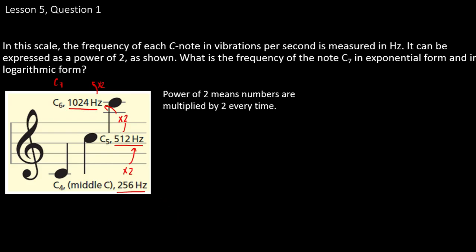A few other things to consider. They tell us that these numbers can be written as powers of 2. Remember that power of 2 means numbers are multiplied by 2 every time. So for example, 2 to the first is 2, 2 to the second power is 4, 2 to the third is 8, and so on. And each time, I'm just multiplying by 2 another time. So what would my exponent have to be to get to 256? 2 to the what equals 256, right? And 2 to the what equals 512, and so on.